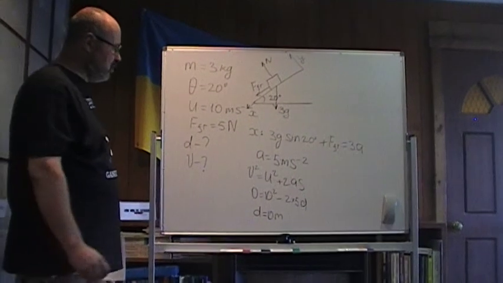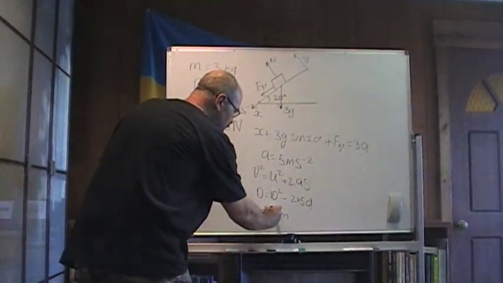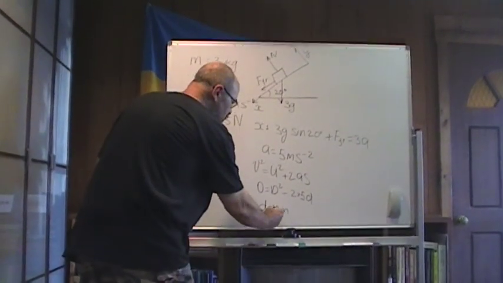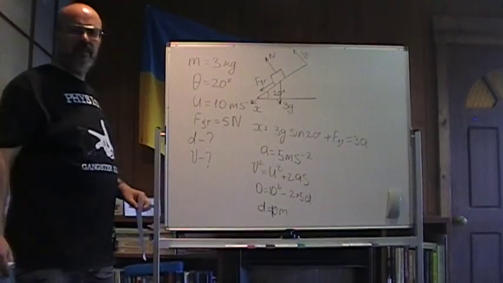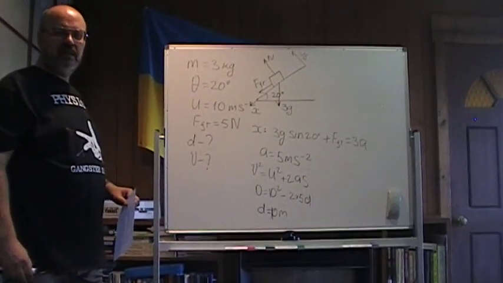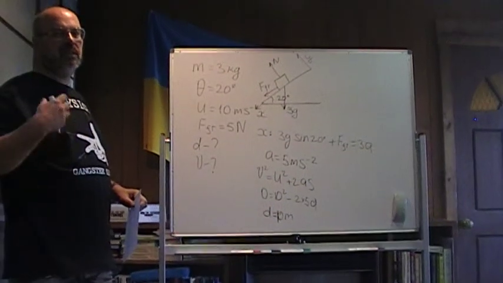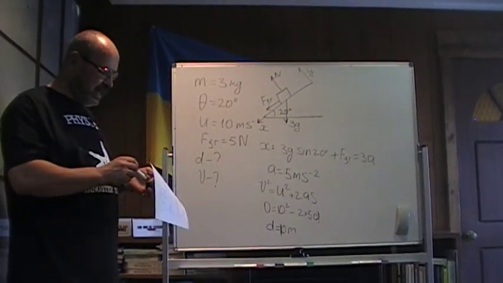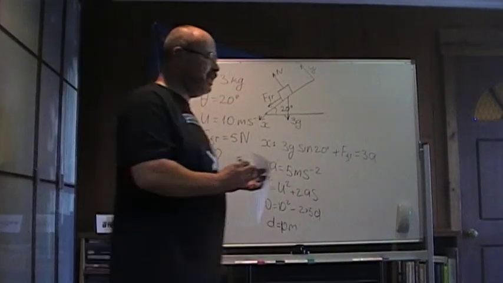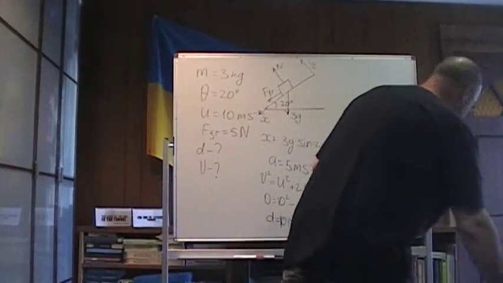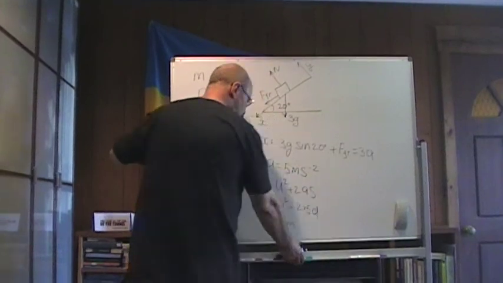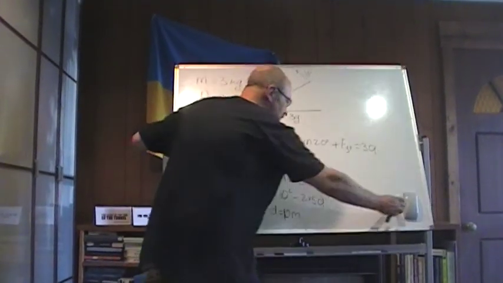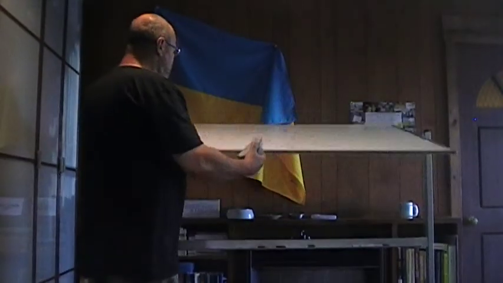Now, to find the speed with which it will come back to the starting point, we need to make another diagram, because forces will be acting a little bit differently. In fact, the friction, instead of acting down the plane, because the object will be moving down the plane, will be acting up.